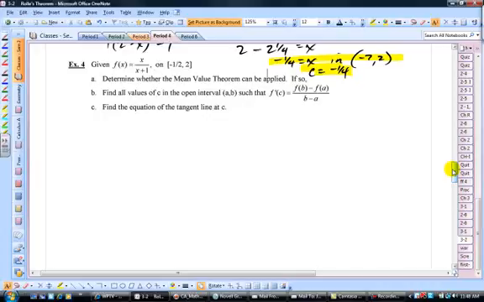Now the mean value theorem can only be applied if it's continuous on the closed interval and differentiable on the open interval. So my question to you is, is it differentiable on the open and continuous on the closed interval from negative 1/2 to 2? Not everywhere, but on that specific interval. Give me a vote, yes or no, or this means not sure.